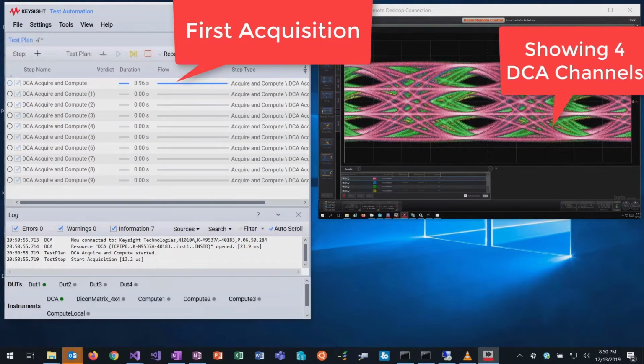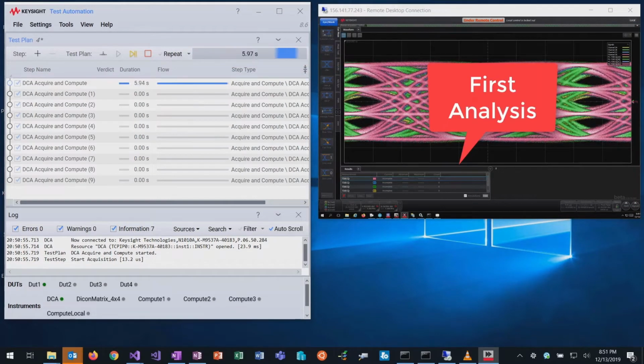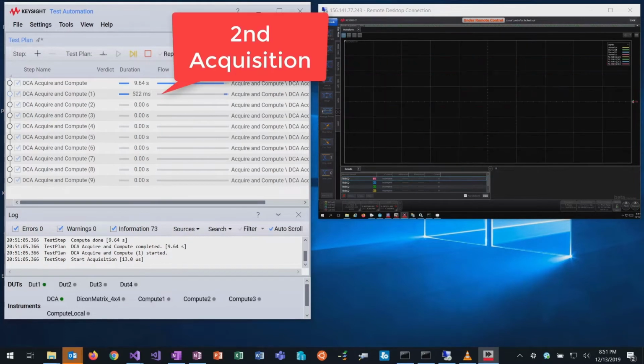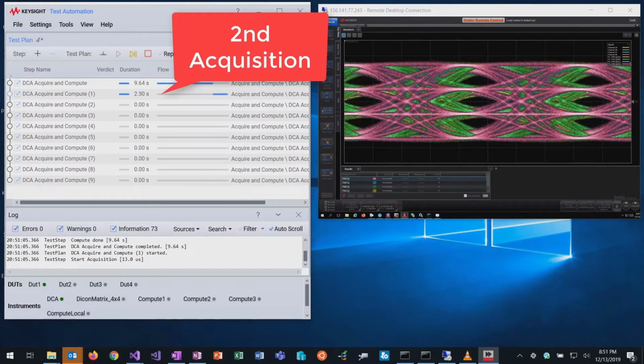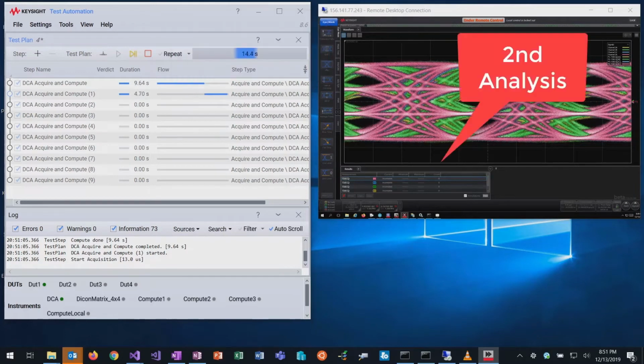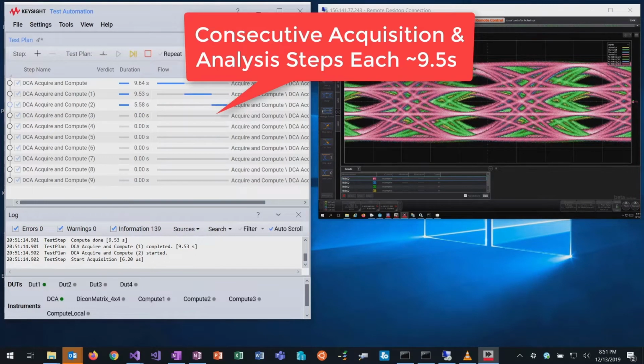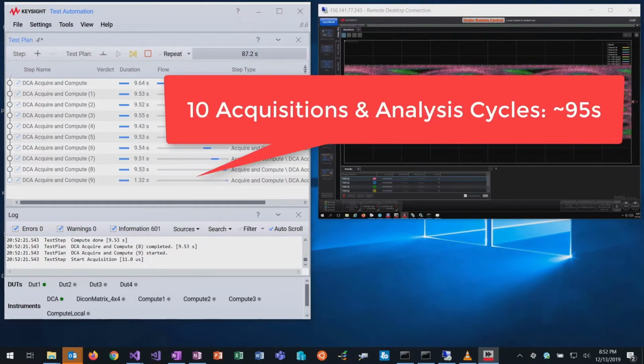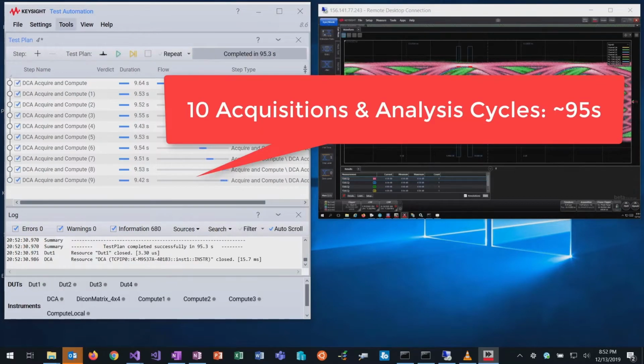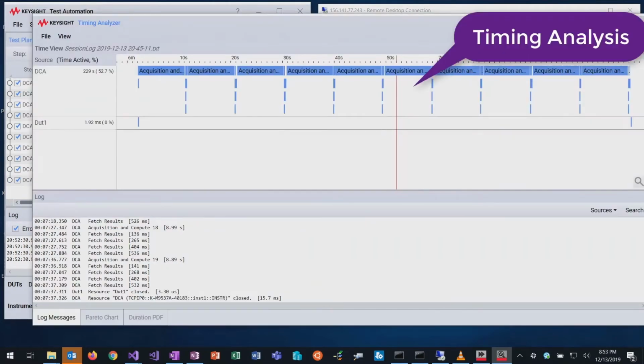Then the first analysis begins. Next, a second acquisition is triggered, followed by the second analysis. The acquisition and analysis steps each take 9.5 seconds. These steps are repeated a number of times. 10 acquisition and analysis cycles take a total of 95 seconds to complete. Using the timing analysis tool, we can see the timing diagram for 10 measurements.